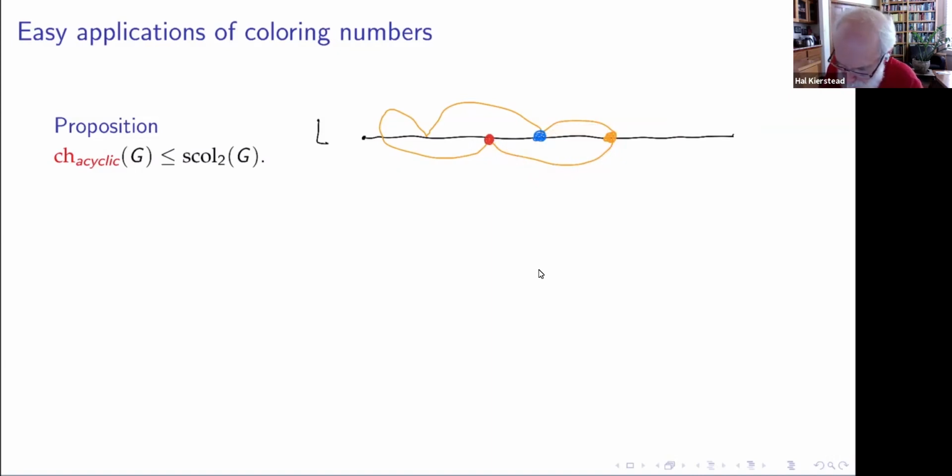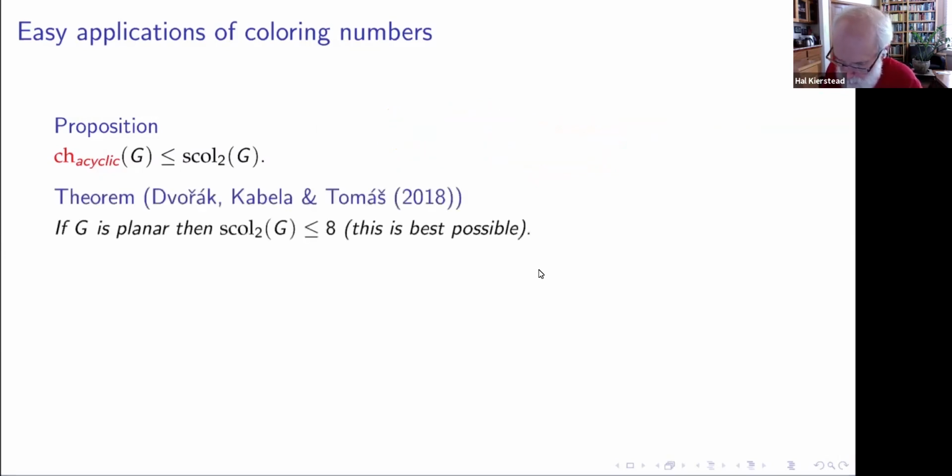Okay. Let's try again. Why is that interesting? Well, it's interesting for classes of graphs where you can bound the 2 coloring number. So for example, for planar graphs, the 2 coloring number is 8. There are better bounds than 8 for this, but at least it shows what happens in general. So for any class with bounded 2 coloring number, you have a bound on the acyclic chromatic number.